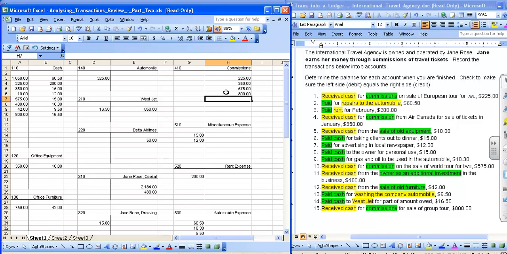There you have it. We've analyzed all of the transactions into the T accounts. The next video will show you how to determine the balances.